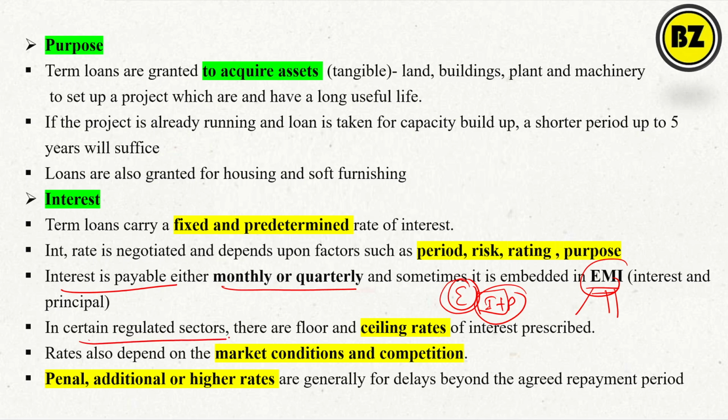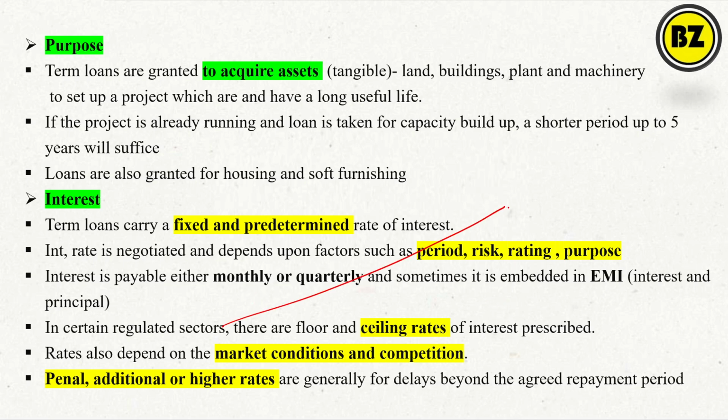In certain regulated sectors, there are floor and ceiling rates of interest. For example, nowadays the government is giving an affordable housing scheme, where the rate of interest is fixed by the NHB. Okay, that means you cannot charge more than that. So a ceiling is there. For example, for a loan to a self-help group, you cannot charge more than 7%. This is what the guideline says, right? So in some cases there is a ceiling.